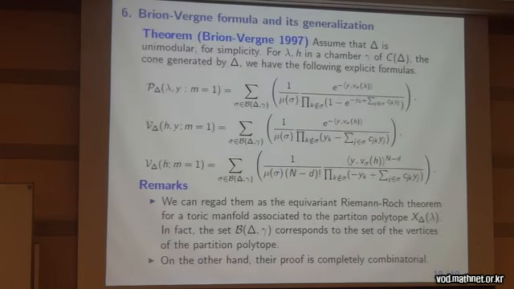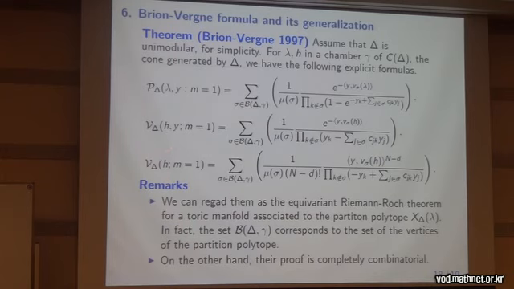Okay, so there are two sheets left. I want to explain some formulas for vector partition functions or volume functions and their generalization. Here is the theorem of Brion and Vergne in 1997. They gave a formula for the case where all the weights mi are 1, and they gave explicit formulas for this partition function, volume function, and another volume function of this form.